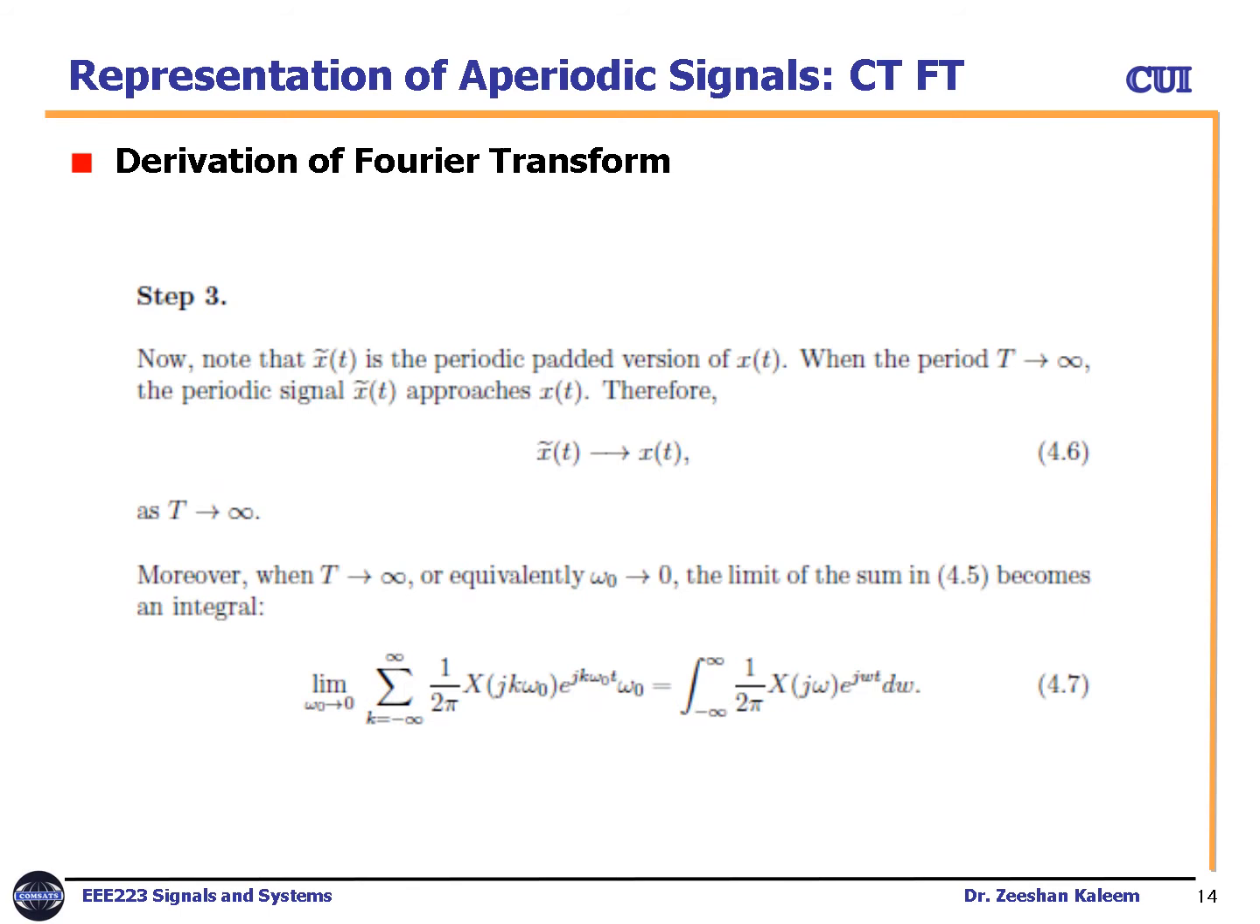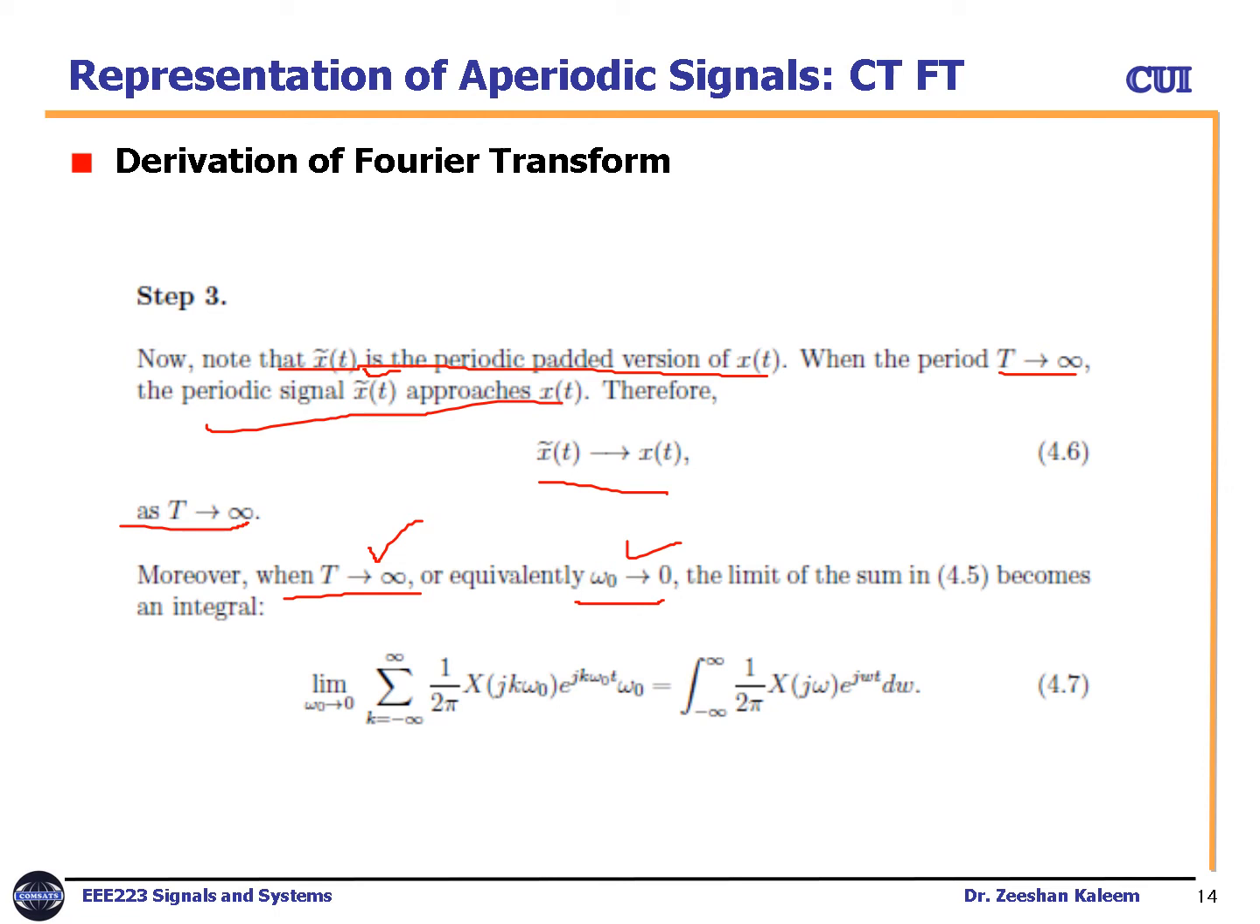In the next step, step 3, we now note that x tilde(t) is the periodic padded version of x(t). So it is a periodic version of x(t). When the period approaches infinity, the periodic signal approaches x(t). So whenever T approaches infinity, x tilde(t) approaches x(t). Moreover, when T approaches infinity, equivalently ω₀ approaches 0. So you must remember ω₀ approaches 0.